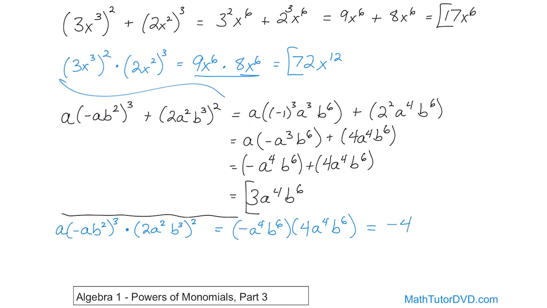And now we're multiplying a to the 4th times a to the 4th. So same base, we add the exponents, a to the 8th. And then here, b to the 6th times b to the 6th, same base. So it's going to be b to the 6th plus 6 is 12. So the answer is negative 4, a to the 8th, b to the 12th. You see that answer is obviously different than what we got before, so you got to be careful when you're adding or multiplying to know what to do.